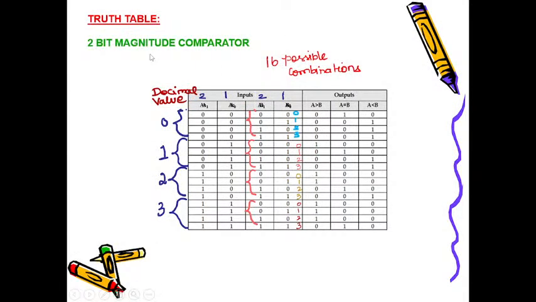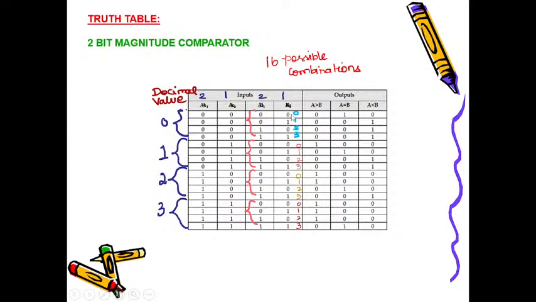So if it's a 2-bit magnitude comparator, how would the truth table be? As I've told you, a truth table is nothing but a pictorial representation of any logic function of your circuit. So you know the function. What is the logical function this circuit has to perform?